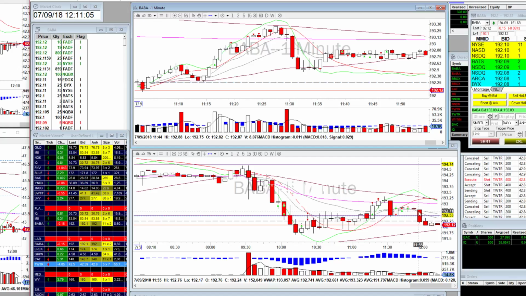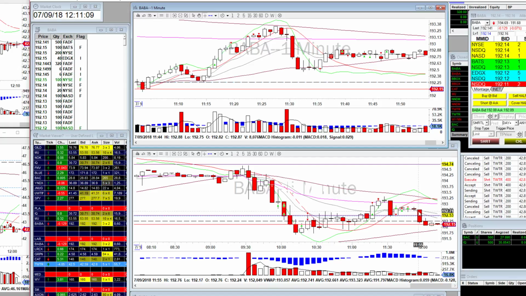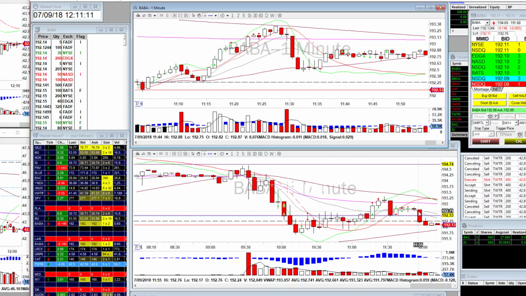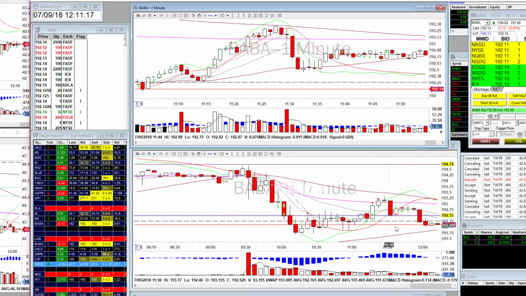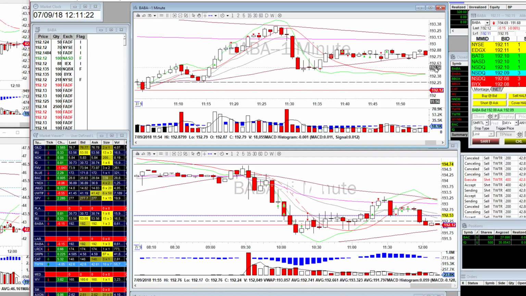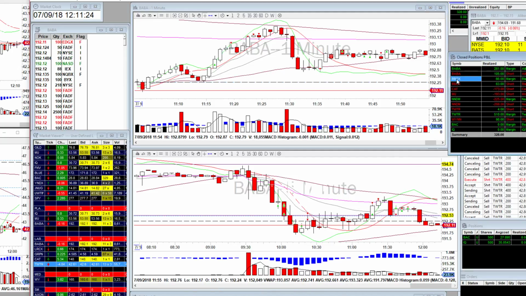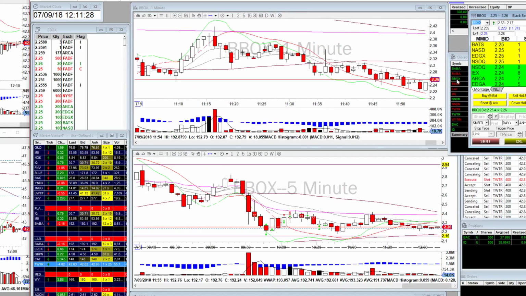So yeah, I shouldn't overtrade. This is overtrading here. I could have saved myself quite a bit and made quite a bit of money by not overtrading here. So that was a stupid move on BABA. I could have made a lot more. Let's look at BOX.